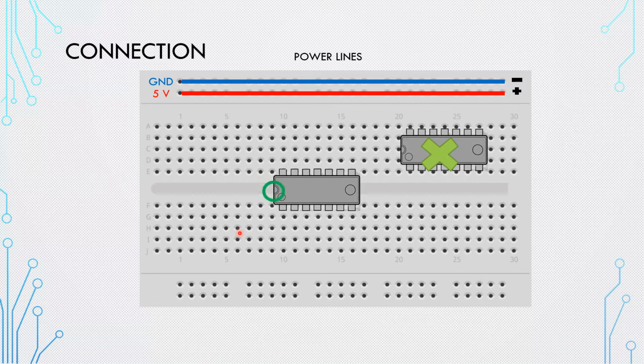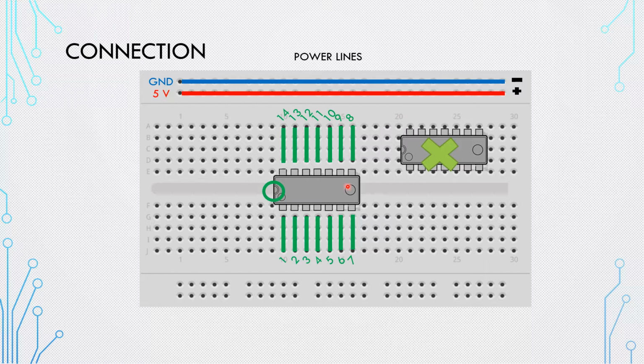So it's gonna look like this, and this is the notch that we're gonna use to indicate where we start the numbering of the IC's legs. This is 1, 2, 3, 4, 5, 6, 7, then you're gonna go like this 8, 9, 10 until 14.